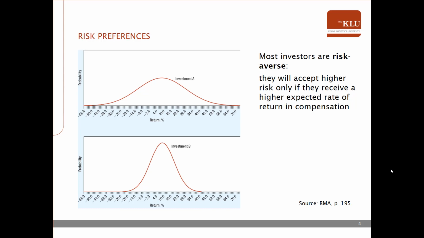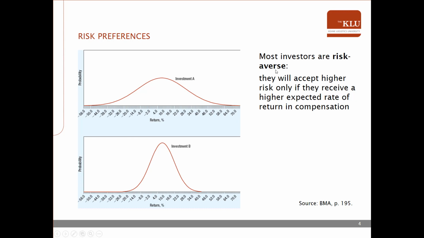What about the situation here? So we still have investment B, which we saw before, but now we have an alternative investment A, which has the same mean return as investment B. However, as you can see, investment A is much more spread out, so extremer values have a higher probability with investment A.